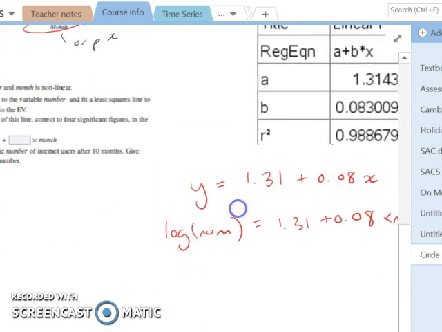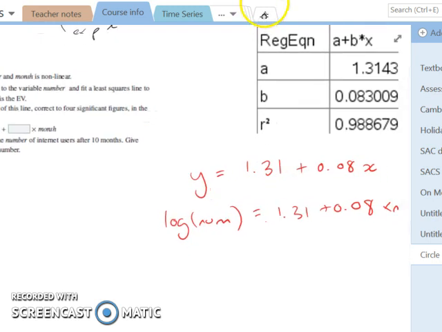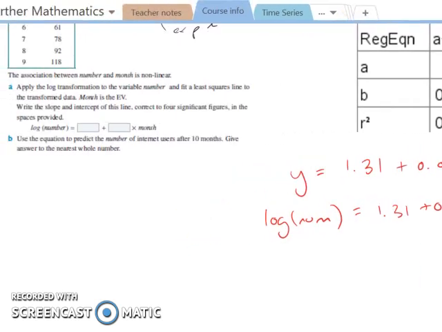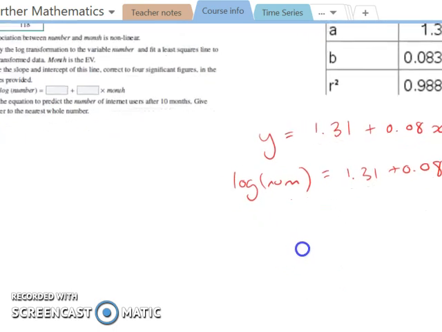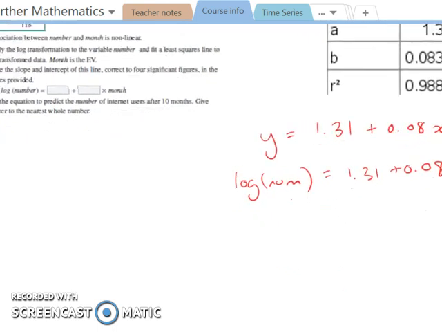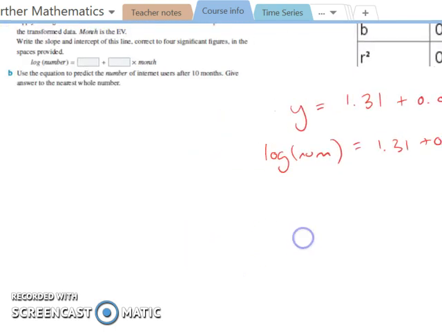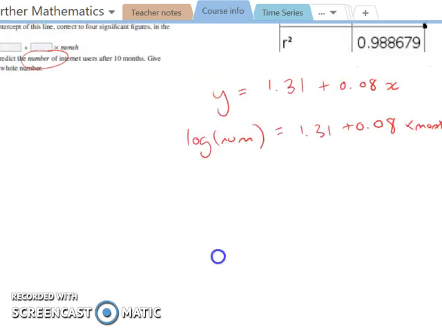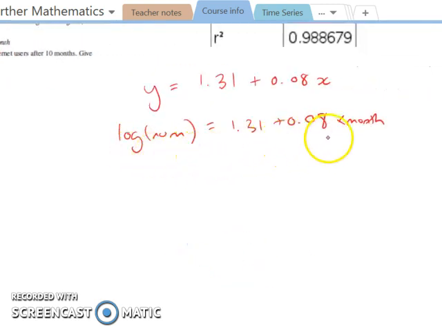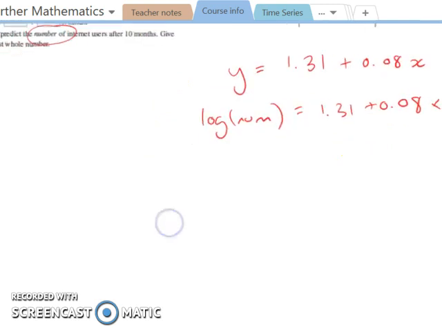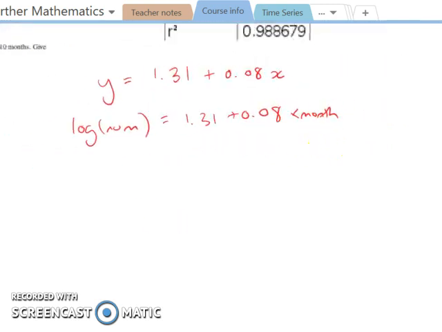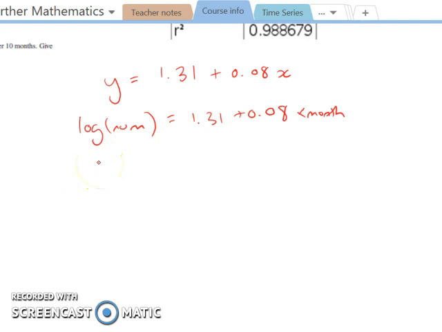Then the question says use the equation to predict the number of internet users after 10 months. So what do you think I need to do? It's a solve question. I want to find the number of internet users. If I sub in 10 into here, I'm finding the log of the number. So you've got to think of it in terms of the original.